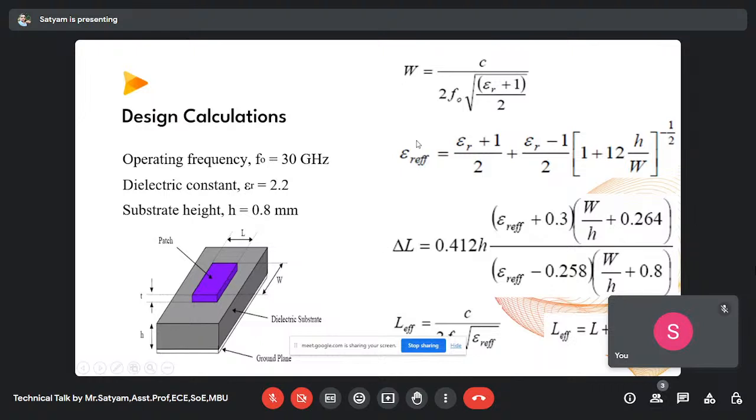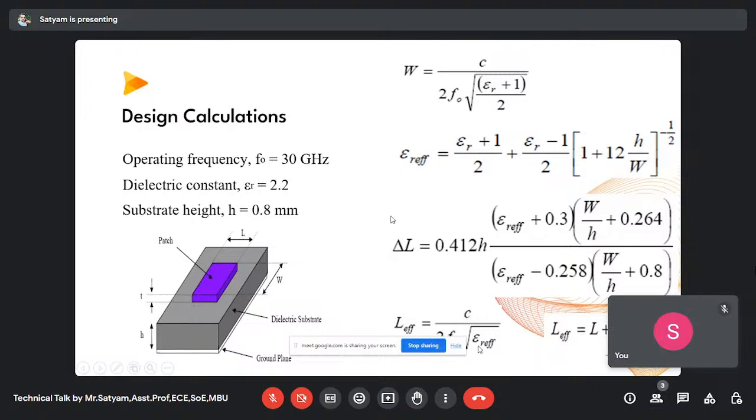And then we'll calculate epsilon r effective. Epsilon r has been given, W we know, and h is the height of the substrate, okay? Then we'll calculate the delta L value. For delta L, we need epsilon r effective and W, both. So you calculate one, use it in another; you calculate the second one, use it in the third one, right? In that way, we calculate delta L, and then we calculate L effective. L effective is c upon 2 f naught under root of epsilon r effective. You see W has c upon 2 f naught, and L effective also has c upon 2 f naught, but the denominator is somewhat different, okay?